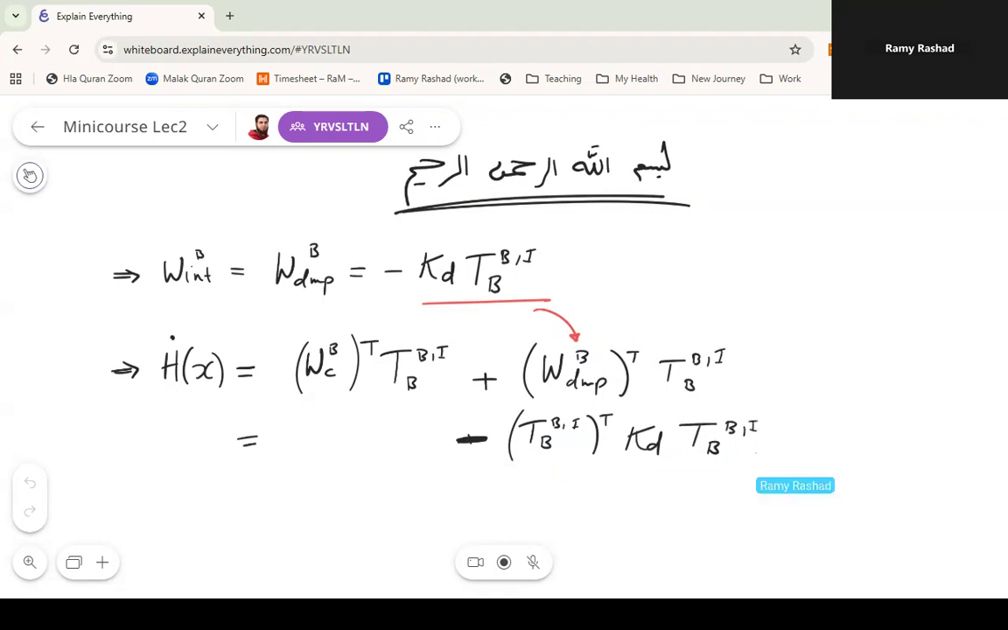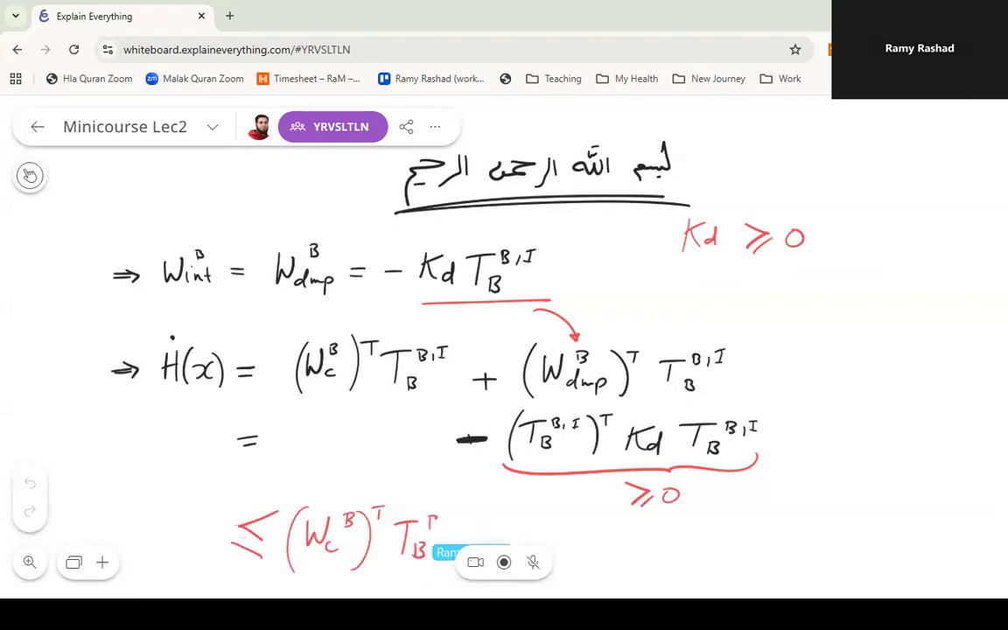What do you say about this term? If you choose KD to be always greater than or equal to 0, what happens with this term? It's always positive because it's damping. What does it correspond to? Power dissipated due to damping, exactly. And in the end, we have that H dot is less than or equal to the pairing between the wrench and the twist.